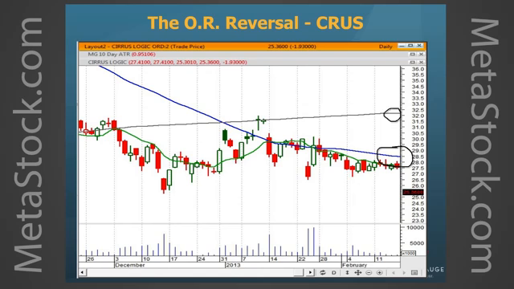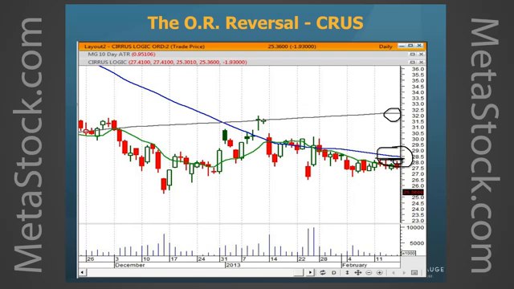And then remember, this is a daily chart. There's all kinds of resistance up here. So when Cirrus Logic was getting up against this resistance and the opening range lined up with that resistance, it made for a really good location on the daily chart to get short.